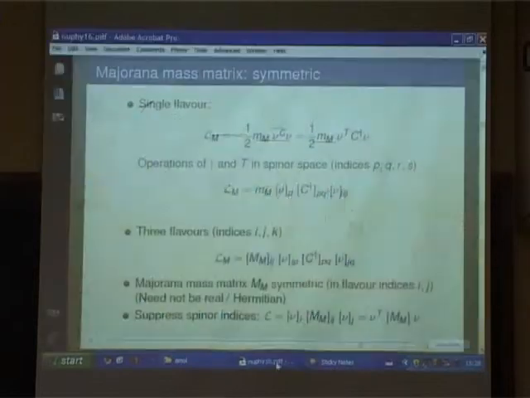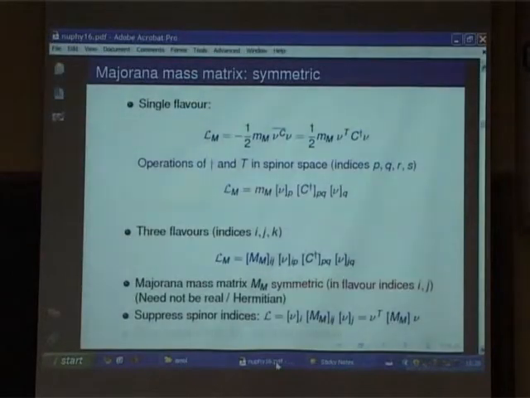So that is the main lesson of today: the Majorana matrix is always symmetric. For the Dirac matrix, there is no such condition, so you can't write Dirac in this form. It's always nu_n bar nu_r, and the Dirac mass matrix can be anything. The Majorana mass matrix has to be symmetric.